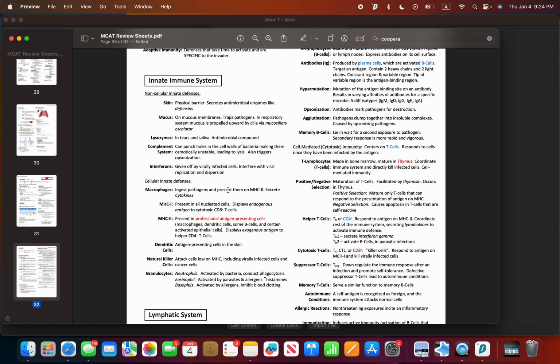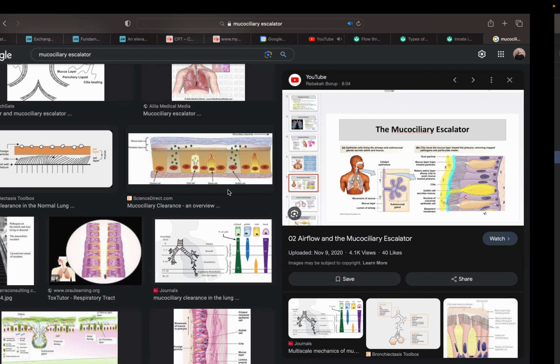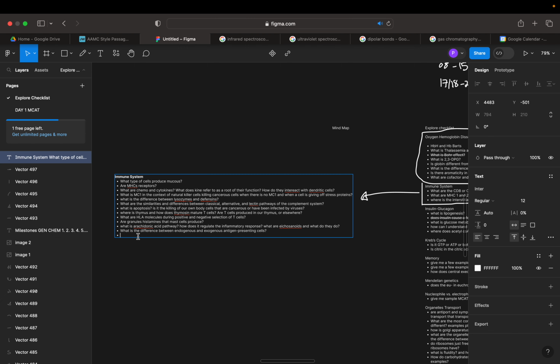Still, I'm not sure if it's a cell by itself or if the mucociliary escalator is a mechanism. So we can ask it from here. Is the mucociliary escalator a cell or a mechanism by which mucus moves upwards, propels upwards?